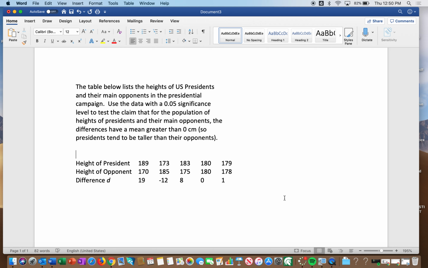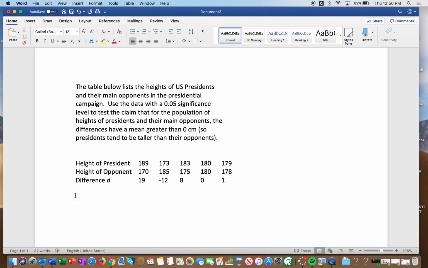Your H0 is always going to be that the mean of the differences is 0. But the Ha, you've got to figure out, is it going to be greater than 0, less than 0, or just not equal to 0? In this case, because it says the differences have a mean greater than 0, our Ha is going to be that mu is greater than 0. Okay, so the Ha is mu greater than 0. And that's a big deal.